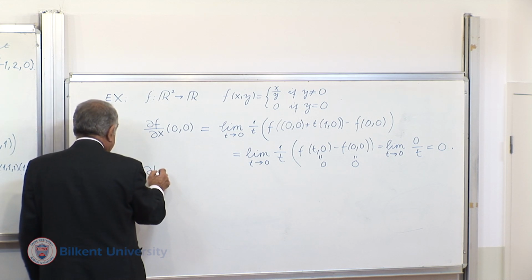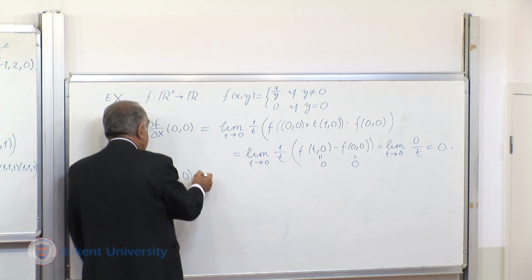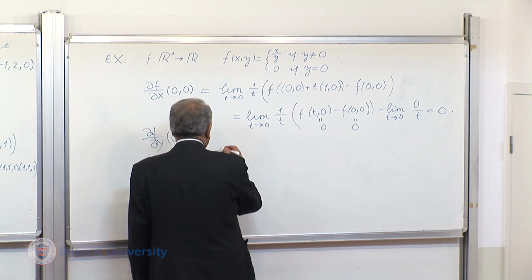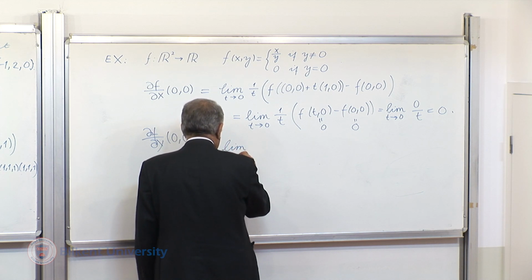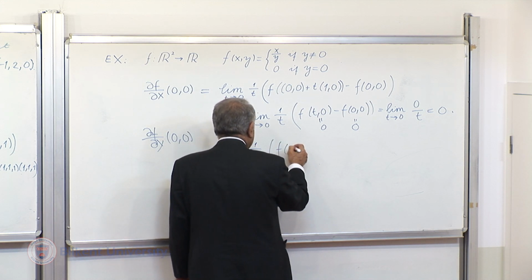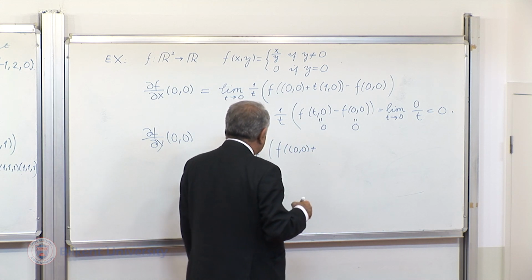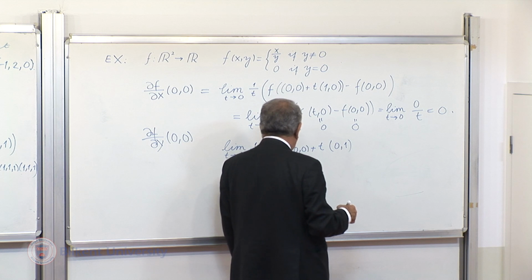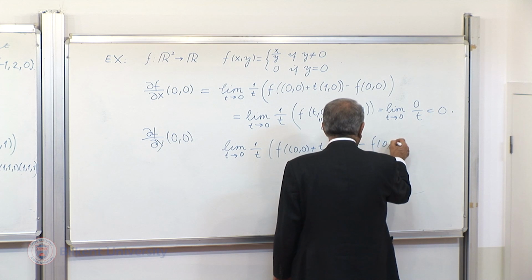Now likewise, let's consider its partial derivative with respect to the second variable. Let's first check whether the limit exists corresponding to this partial derivative. This is the point at which the partial derivative is considered. Now this time it's in the direction of 0, 1. This minus f of 0, 0.